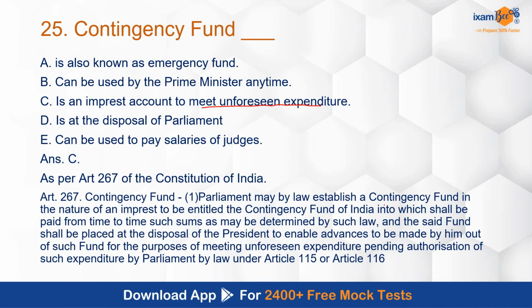Parliament may by law establish a contingency fund in the nature of an imprest to be entitled the Contingency Fund of India, into which shall be paid from time to time such sums as may be determined by such law, and the said fund shall be placed at the disposal of President to enable advances to be made by him out of such fund for the purpose of meeting unforeseen expenses, pending authorization of such expenditure by Parliament by law under Article 115 or Article 116.